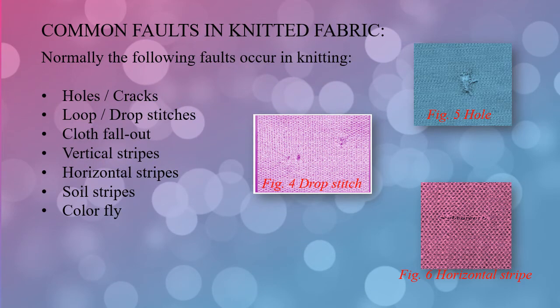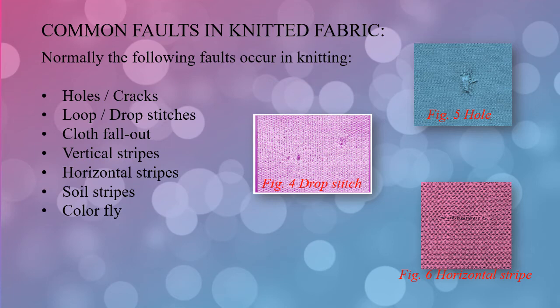These are some common faults in the knitted fabric. Holes. Holes are the results of cracks or yarn breakages. Drop stitches. Drop stitches are the results of defective needles. Cloth fallout. Cloth fallout is an area consisting of drop stitches lying side by side. Vertical stripes. Vertical stripes can be observed as longitudinal gaps in the fabric.